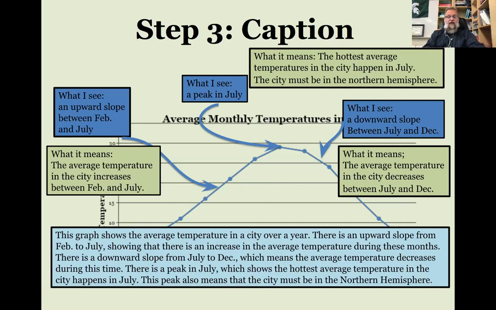So that's the I-square strategy, not overly complex. You can apply it to graphs. You can apply it to images, diagrams. There's lots of different ways you can use it. So we're going to ask you to apply this to your particular graph.